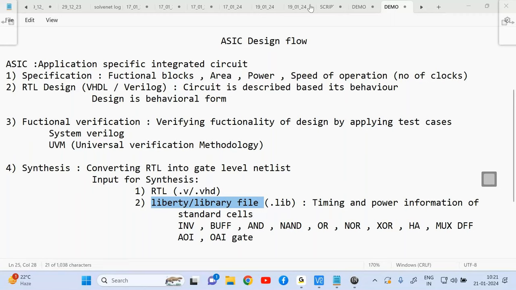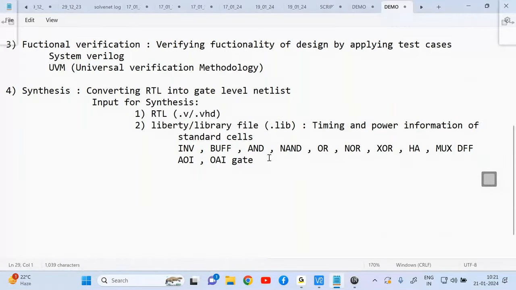Next, what is the next input? The constraints file. You want a constraints file. Constraints means .sdc, which is the Synopsys Design Constraints file. The name itself tells you: my design should meet these constraints. Doing without constraints is very easy, but doing with constraints is very difficult.